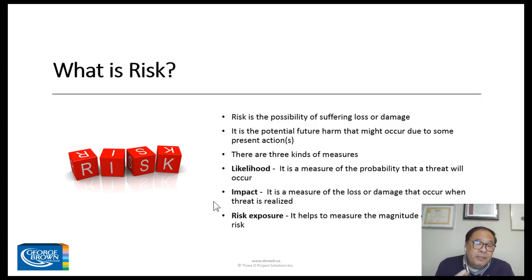So in terms of talking about risk, there are usually three terminologies that you have to remember. The first thing is the likelihood. How likely, or the probability, that a threat will occur. So you're running across the road, and how likely is it that a car will come that you didn't see.